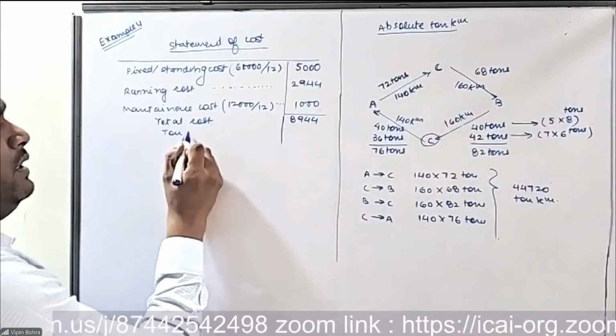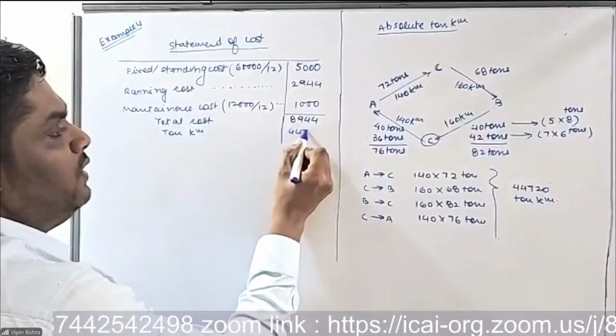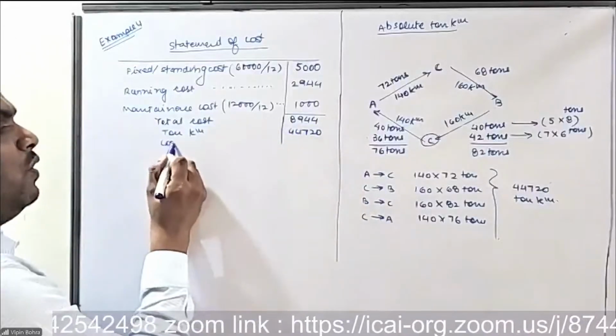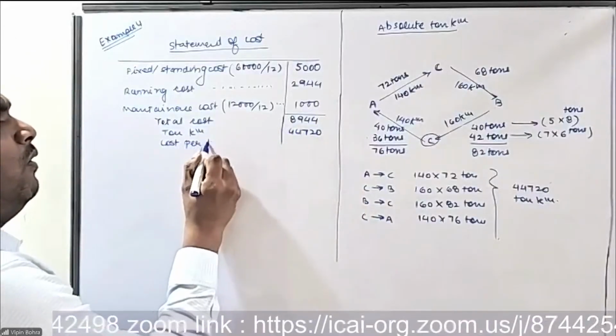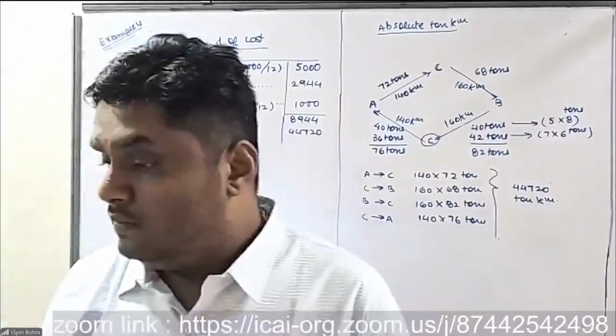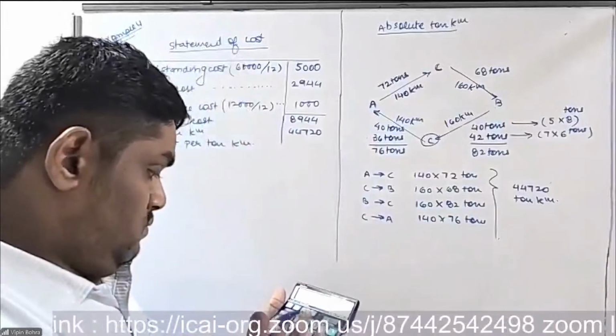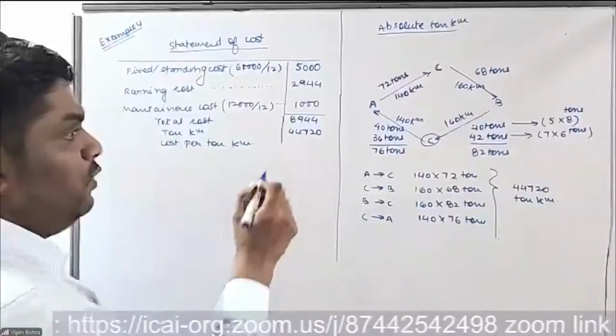And the ton kilometers we have is 44,720. So cost per ton kilometer will be 0.2.